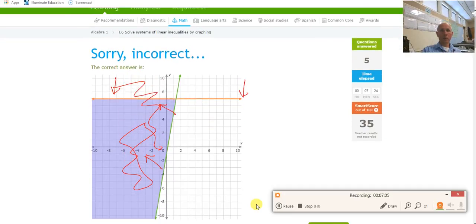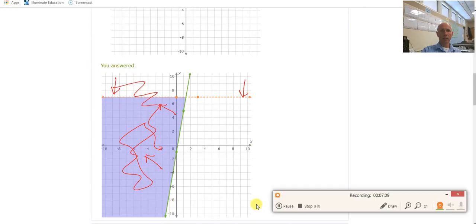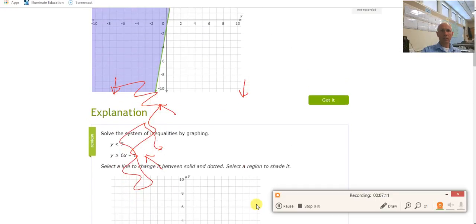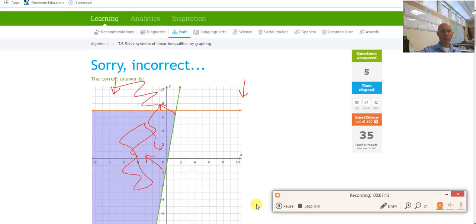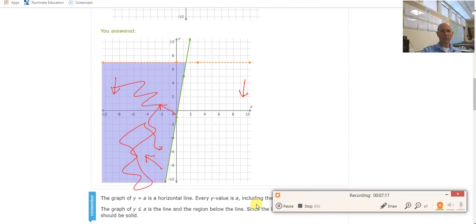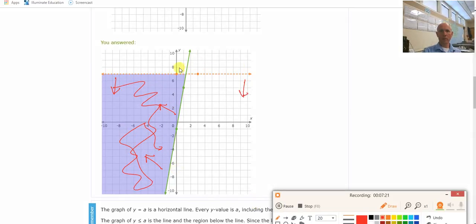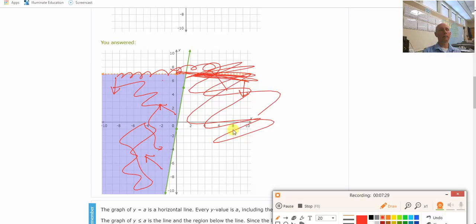Did I get a line type wrong? I feel like I have a line type issue. I gave a dashed when I should have had a solid. Yep, you see it right there? That line right here should have been solid. All right, keep going.